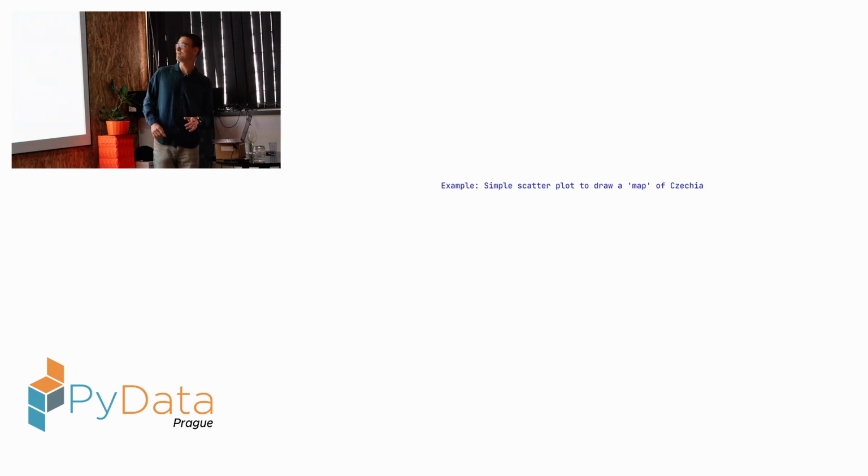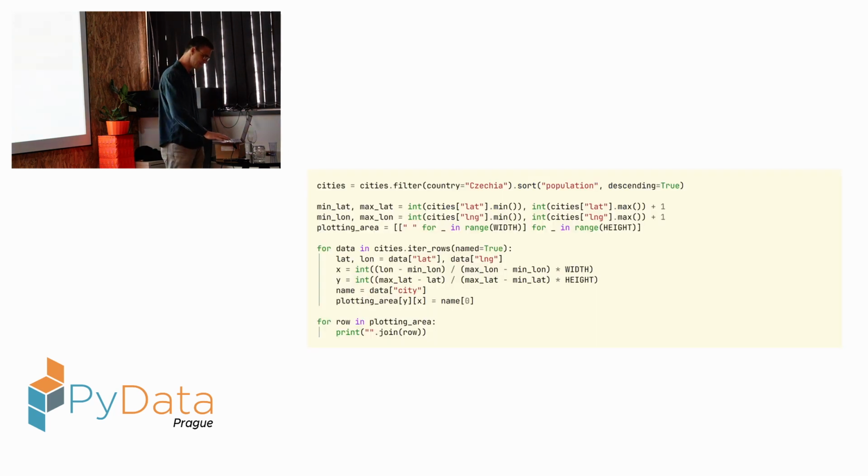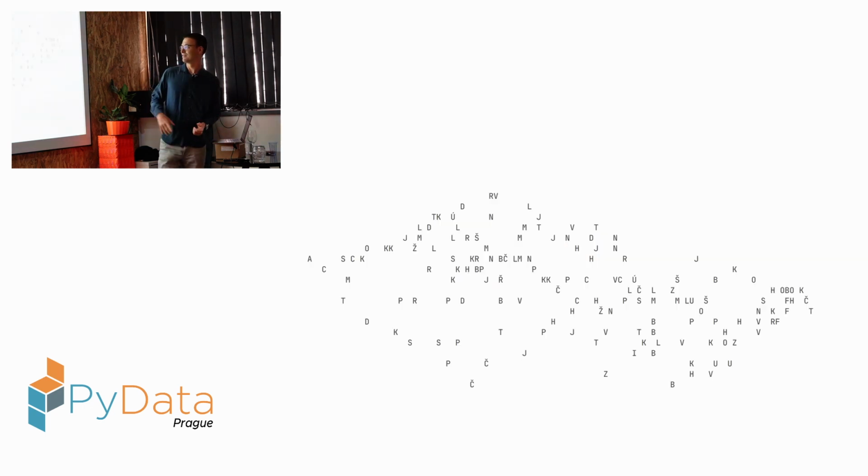So, and this is like my last attempt to draw something myself, and that's using the cities table, create a simple scatter plot that shows a map of Czechia. So let's see how far I can do. So I create some big rectangle, divided by some latitude and longitude, and then whenever there is a city in the Czechia, I find its position, and then I draw it, starting with the first letter of the name.